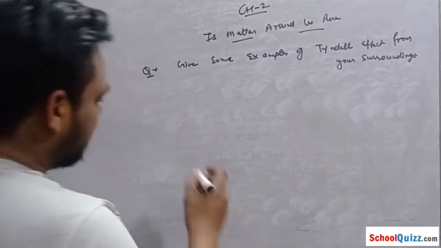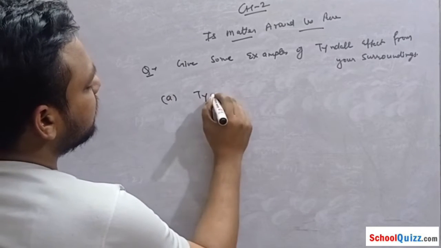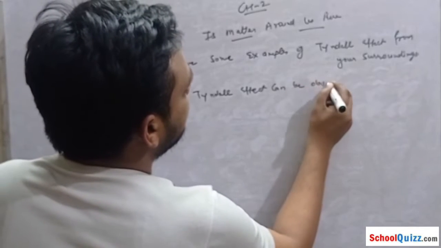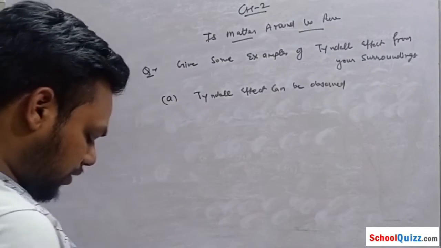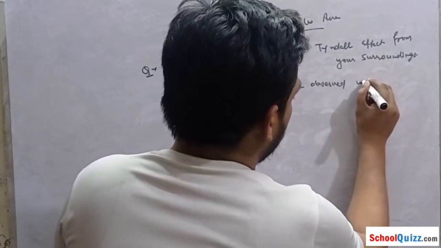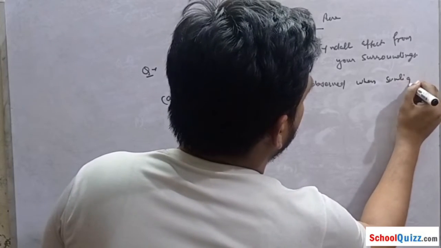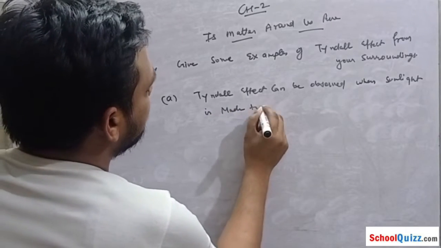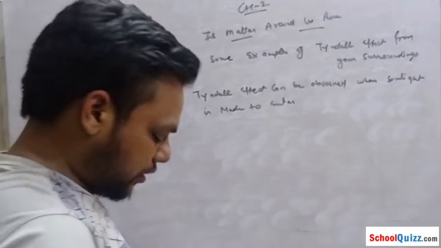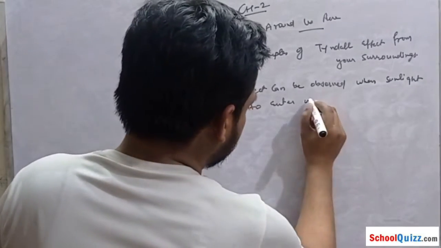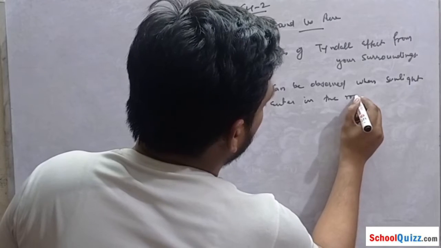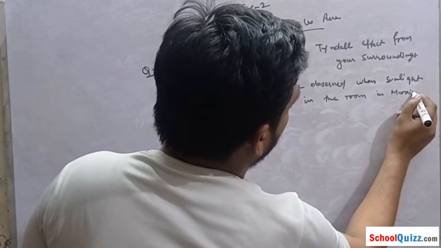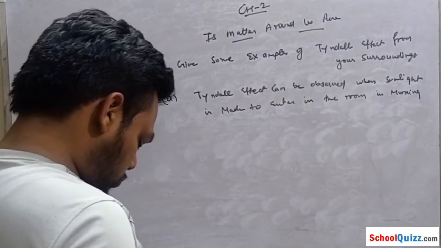First one is: Tyndall effect can be observed when sunlight is made to enter the room in the morning through a small slit.